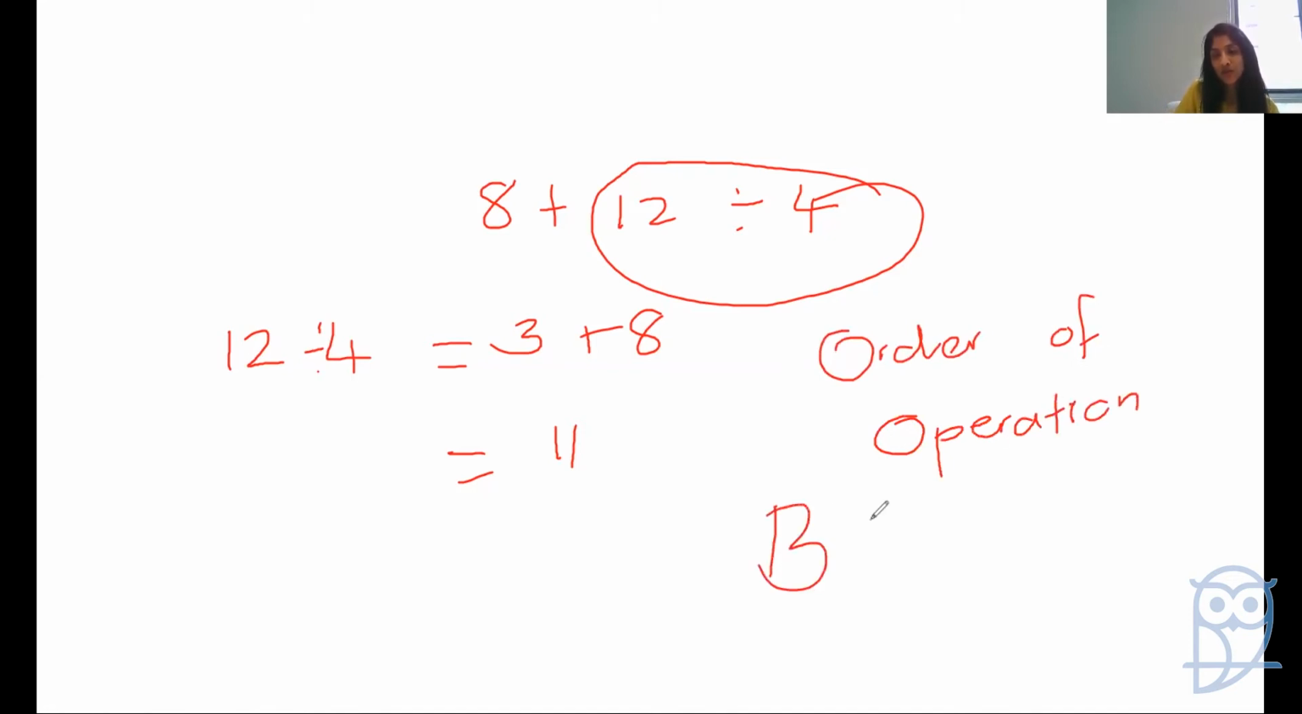When I talk about order of operations, I am talking about BODMAS. You see there's division before addition or subtraction, so the division has to come first.